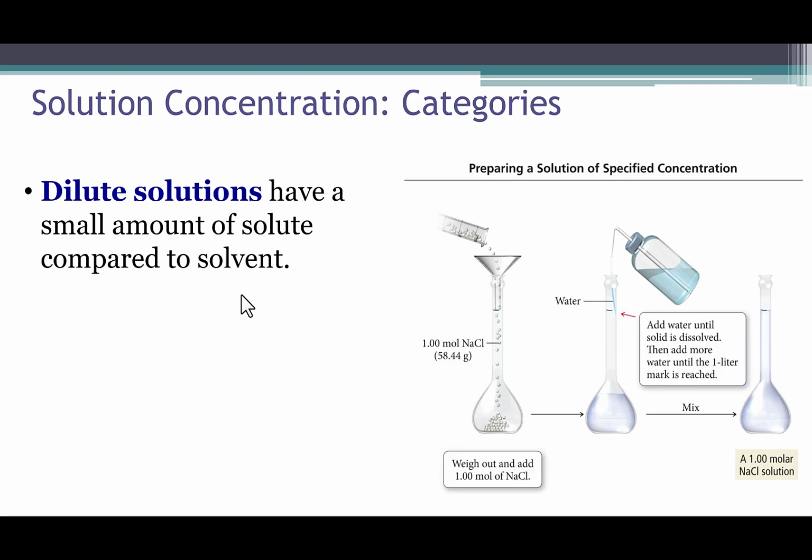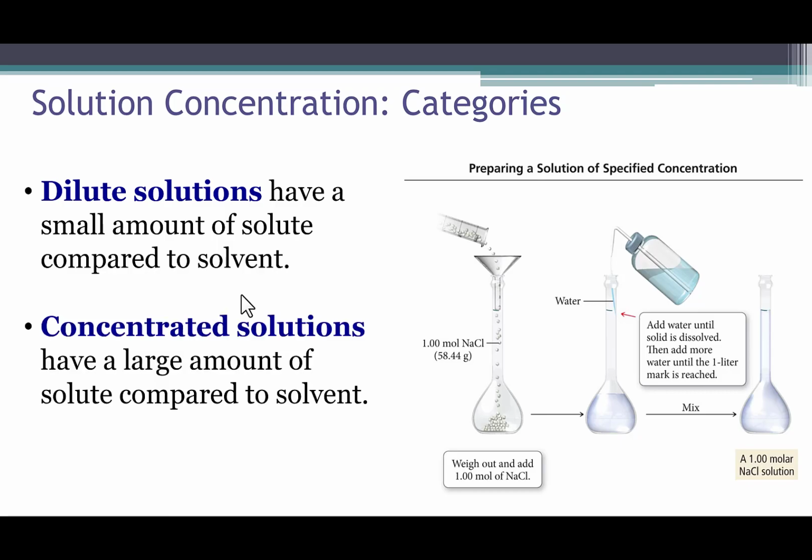Okay. This is going to lend us to two kind of different categories. So dilute is going to have a small amount of solute compared to solvent. So teeny tiny little bit of salt, whole lot of water. A concentrated solution would have a large amount of solute per solvent. So this would be like a lot of salt in the same amount of water.